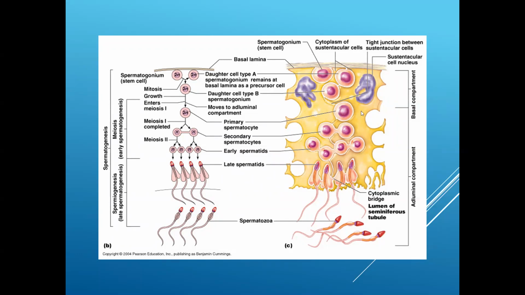We also have some supporting cells. This yellow right here are called sustentacular cells. The purpose of the sustentacular cells is to support the spermatids as they're being made, and to create what's known as the blood testis barrier. The cells up here in the spermatogonia are similar enough to what the man's body has already seen that there are no antigens against these cells.